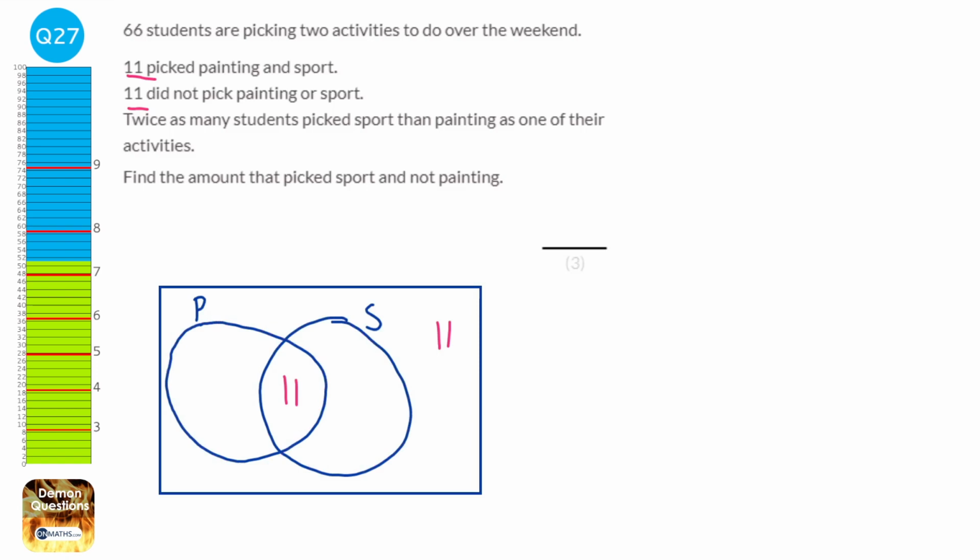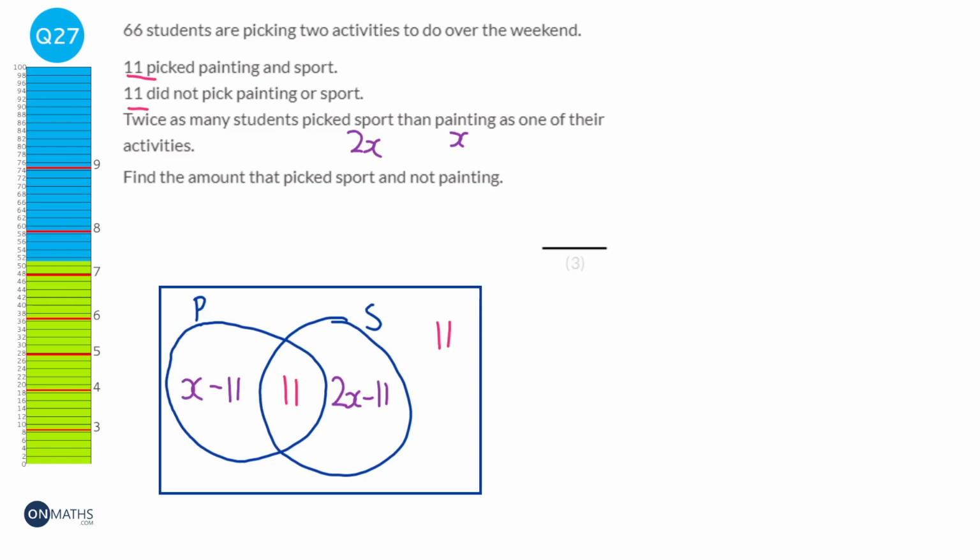Now, what we can do is we can say, okay, so if the painting we label as x, then the sport will be 2x. But if you look, we've already got a number already in the sport, that 11 there. So in algebra, this will be 2x, take away the 11 that we already know about. And the painting is the same. We know the whole thing is x. So we're just going to take away the bit we know there, which is the 11, and it will be x minus 11.